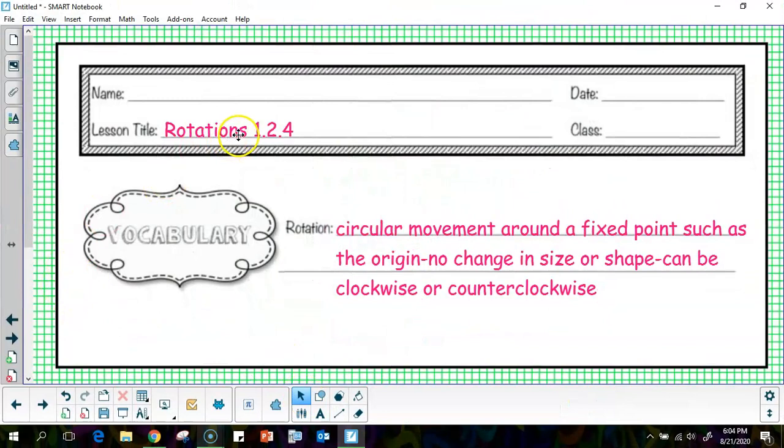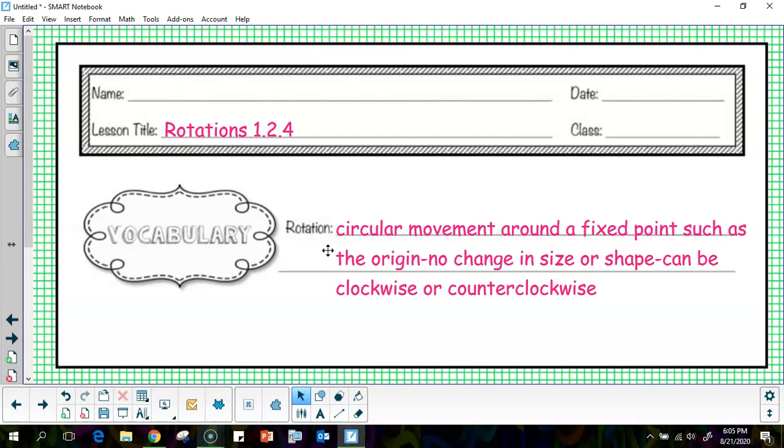Again, this lesson's title is Rotations. This is the first grading period, second week, fourth day, so we're on Thursday. Vocabulary. Rotation is a circular movement around a fixed point, such as the origin. So these rotations are all going to be rotating around 0, 0. They don't change in size, they don't change in shape. The rotation can be clockwise or it can be counterclockwise.